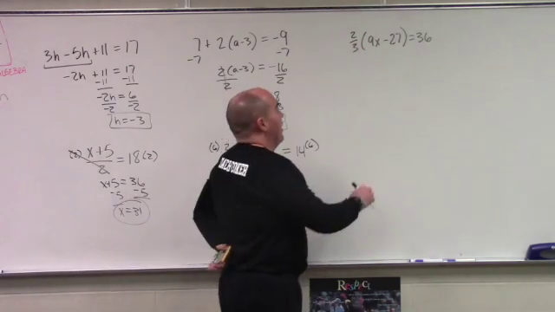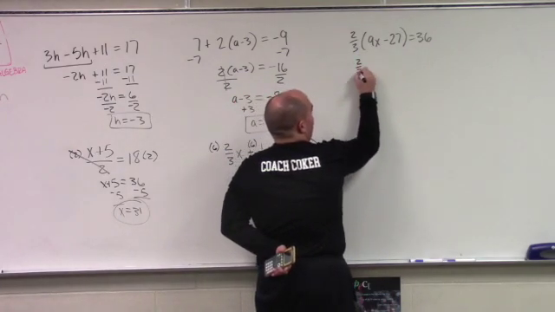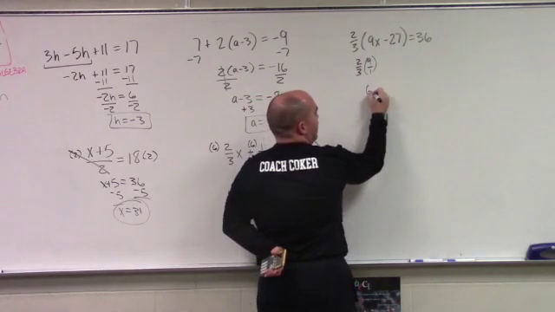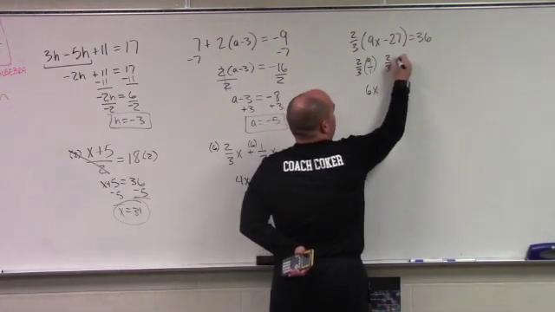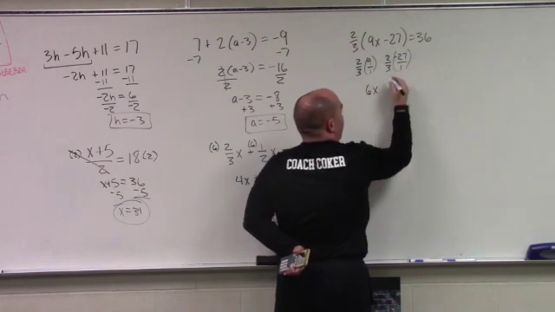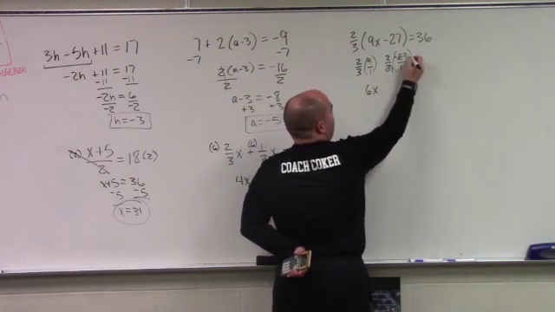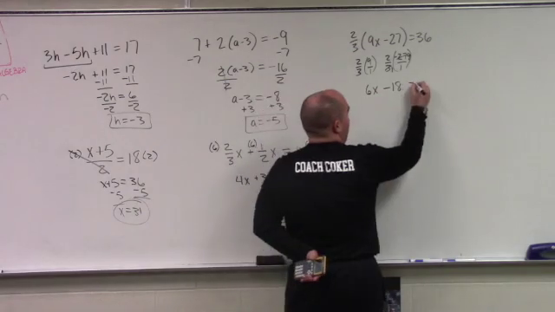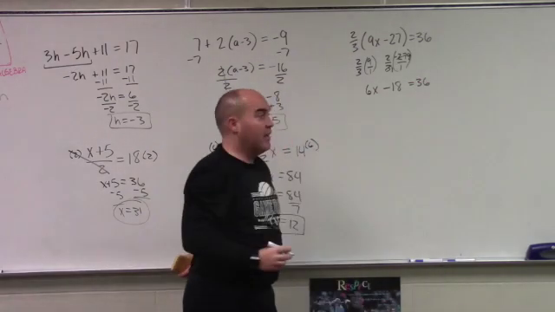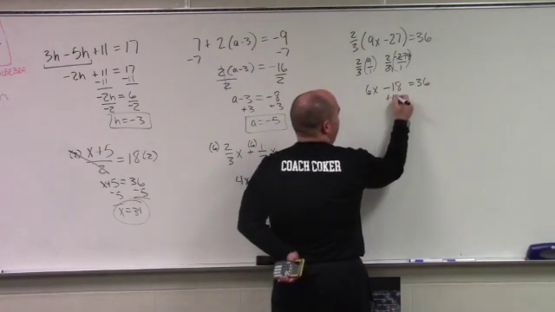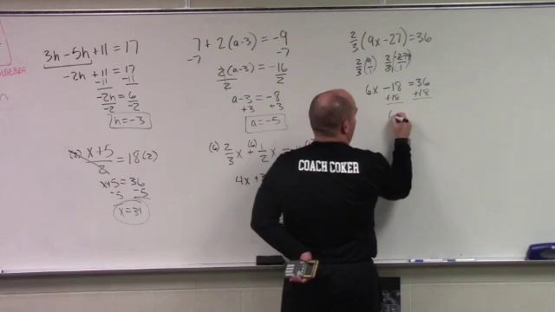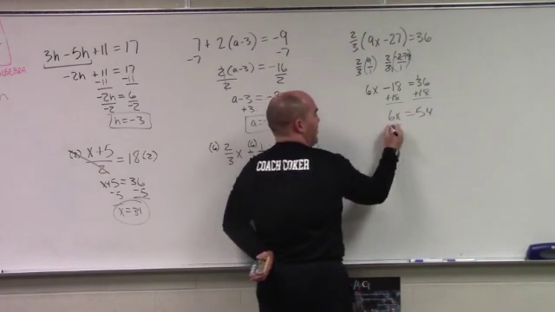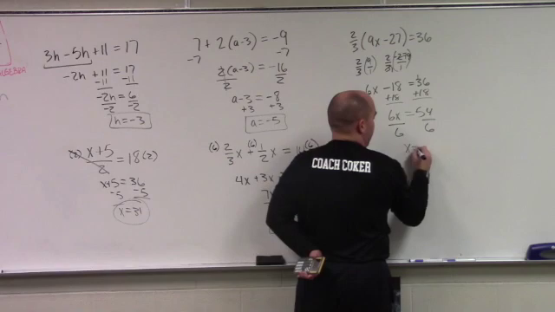Alright, so if I do 2/3 times the 9, okay, 2 times 9 is 18, 18 over 3 is 6, so this is 6x. If I do 2/3 times the negative 27, okay, well 3 goes into 3 once, 3 goes into negative 27 9 times, so negative 9 times 2 is negative 18. And then I have my 36. Okay, so if I want to now add the 18, I have 6x equals 54. Okay, so now 6x equals 54. I divide by 6, I get x equals 9.